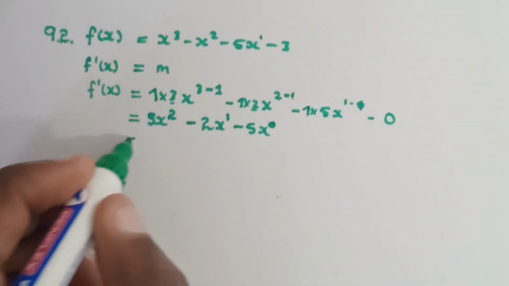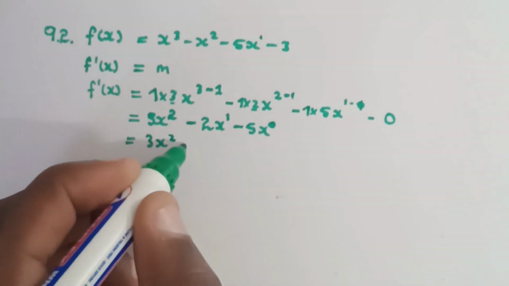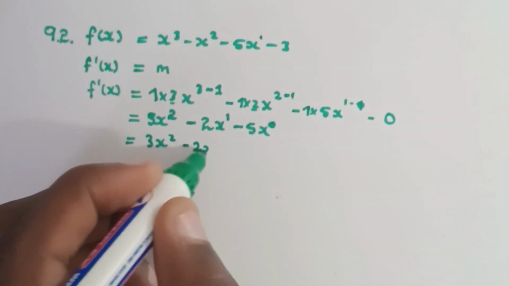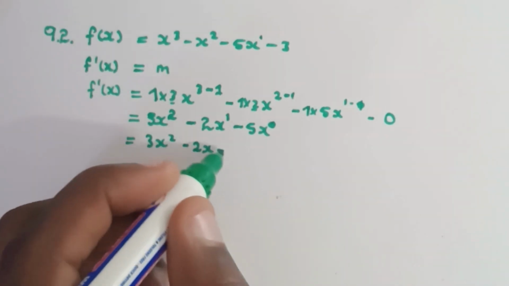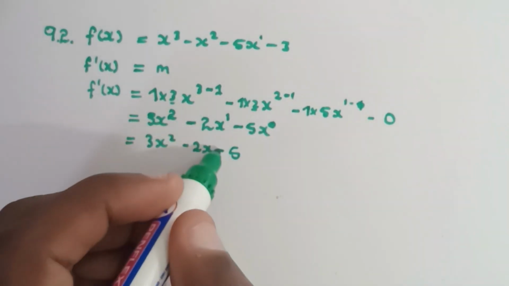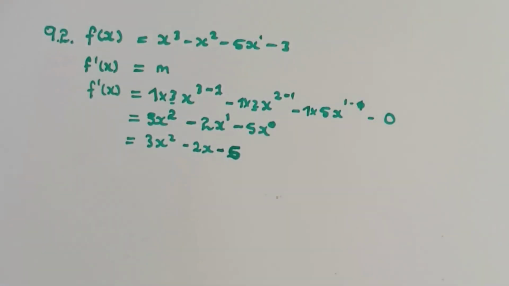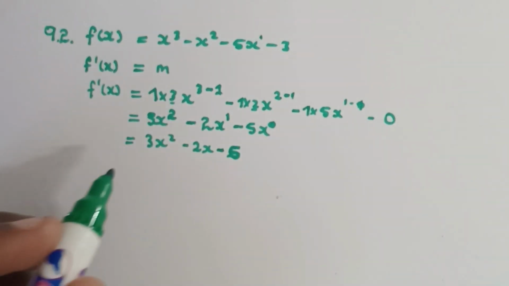And then it says here 3x squared minus 2x to the power 1 and minus 5, because anything raised to the power 0 gives us a positive 1. Okay, now we did derive the equation.